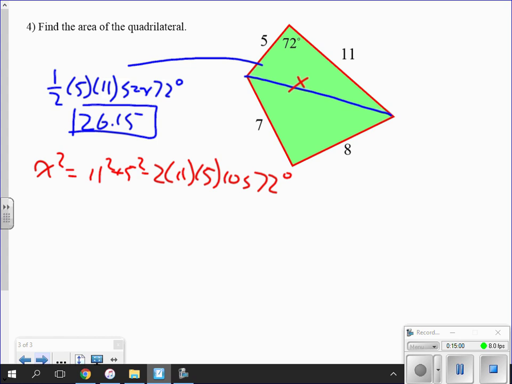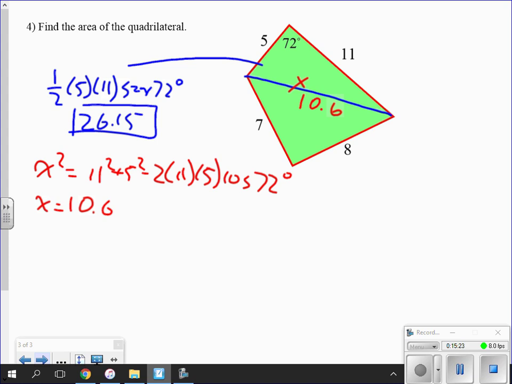So I use that top one, and I end up getting X. And I rounded this one off to 10.6. I should not have rounded it off so soon, but I get 10.6 for that. Because you have to use the top triangle to find that line, but that diagonal is shared by both halves.